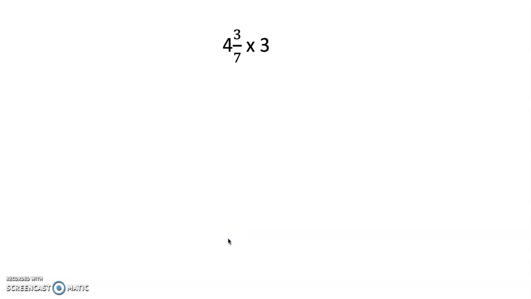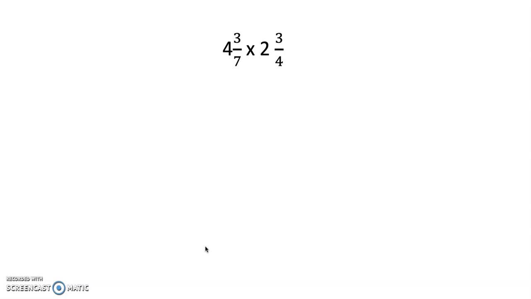Second case, 4 and 3 over 7 multiplied by 3. Now, to be able to do this and think about it sensibly, we can remember that we can change a whole number to a fraction by just putting 3 over 1. So now we end up with 31 times 3, which is 93, and 7 times 1, which is 7. So we end up with 93 over 7. Again, we can convert that back into a mixed number. 93 divided by 7 is going to be 13 and 2 over 7. And again, that doesn't simplify.